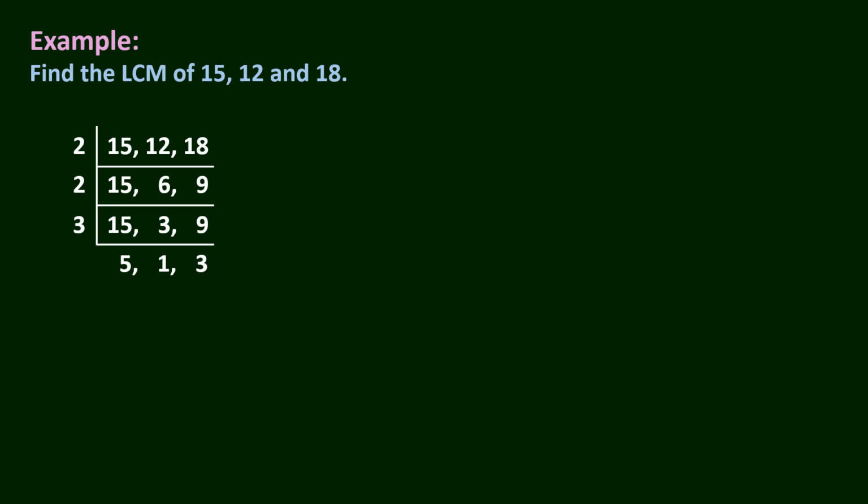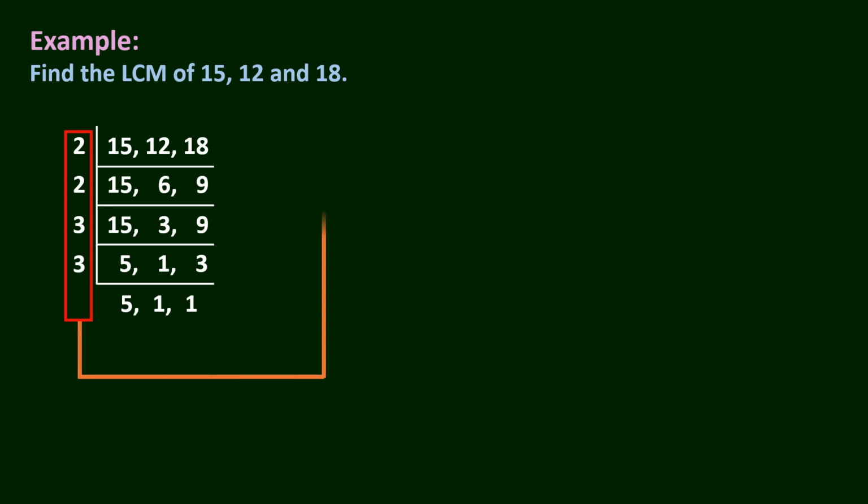9 is also divisible by 3. Again, you can divide it by 3. So, 3, 5 divided by 3, leave it as it is. 1 and 1 divided by 5. So, you will get 1, 1, 1.